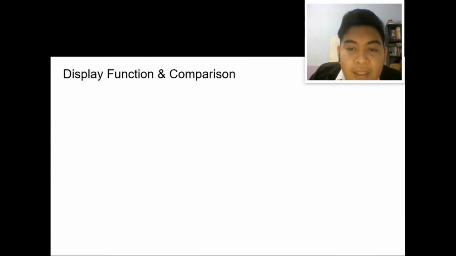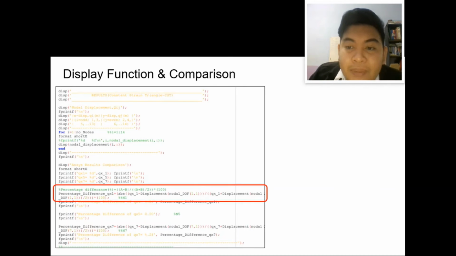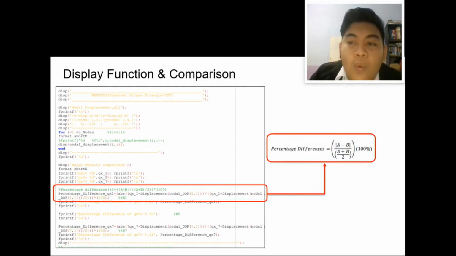And lastly, for the comparison, we'll be using this percentage difference equation, where A is the value from ANSYS and B is the value from Octave that we got. However, in this case, we'll only be looking at points 1, 5, and 7.